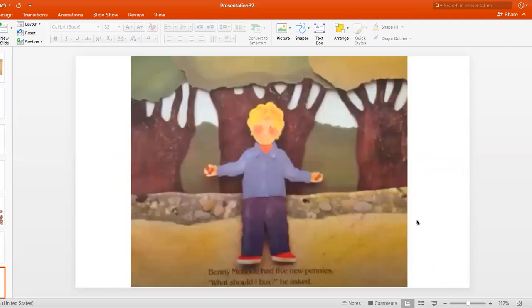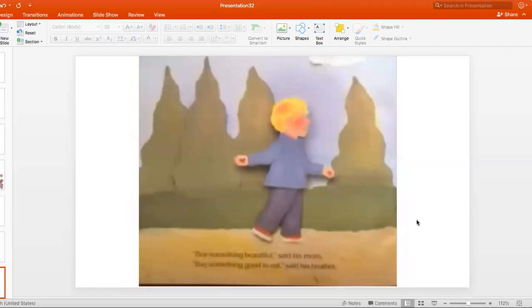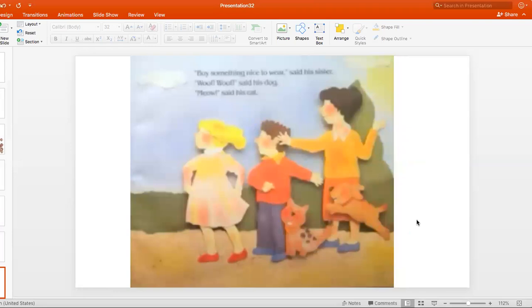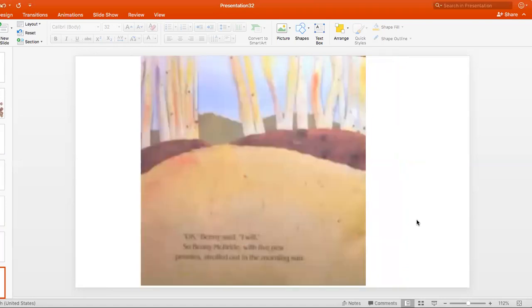Benny McBride had 5 new pennies. What should I buy? he asked. Buy something beautiful, said his mom. Buy something good to eat, said his brother. Buy something nice to wear, said his sister. Woof, woof, said his dog. Meow, said his cat. Okay, Benny said, I will.